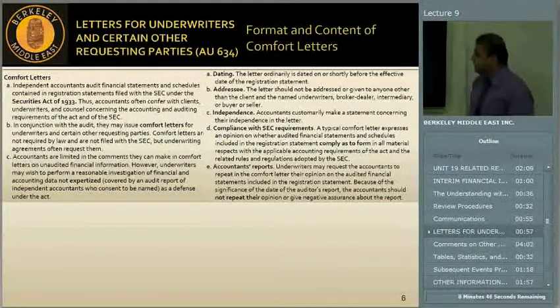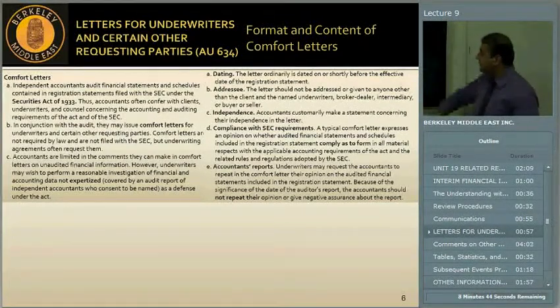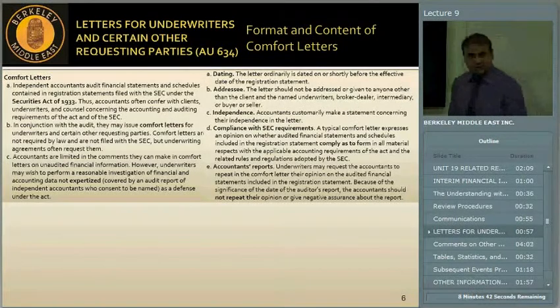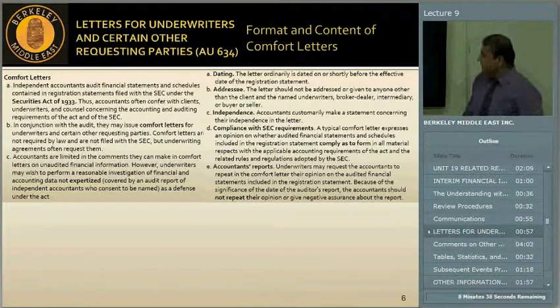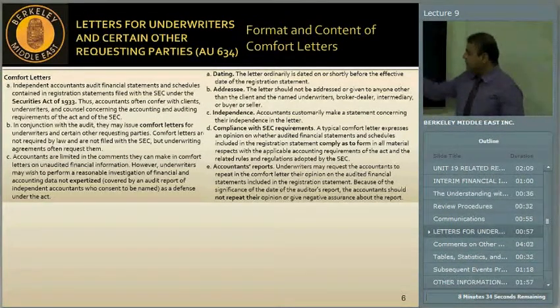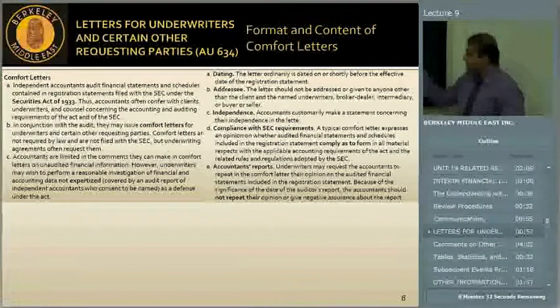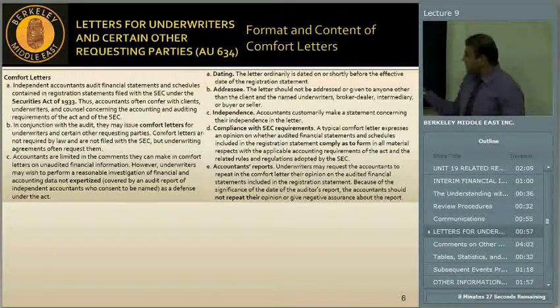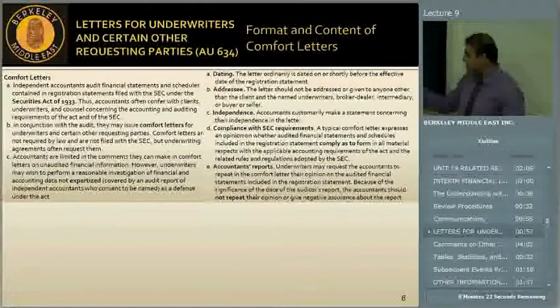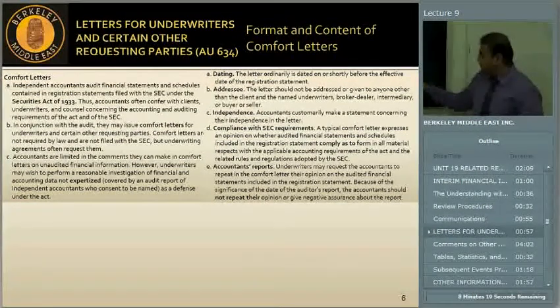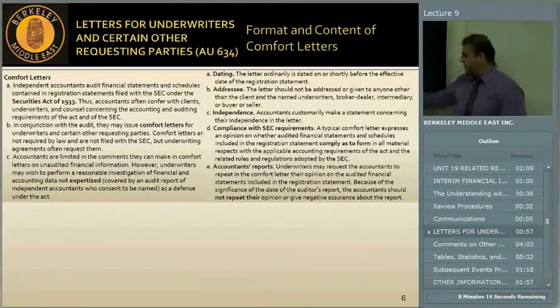Now let's discuss the comfort letter. This is for underwriters and other bodies with other requirements, they require letters from the auditors. So in conjunction with an audit, they may issue comfort letters for the underwriter and certain other requesting parties. Now, when a party with a due diligence defense requests a comfort letter but does not furnish a representation letter, the accountant may not provide negative assurance but may describe the procedures performed.